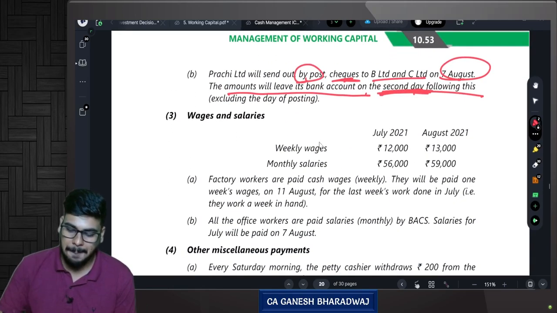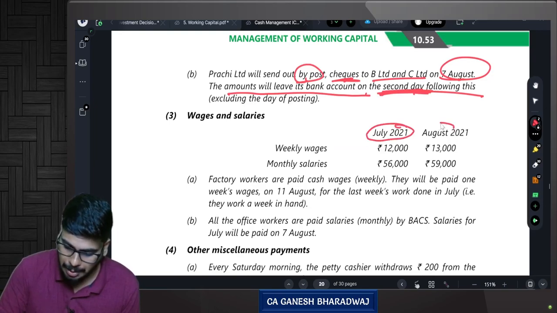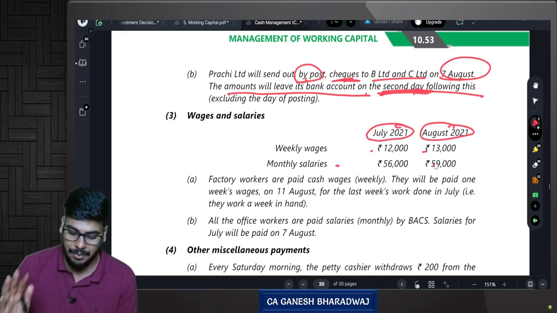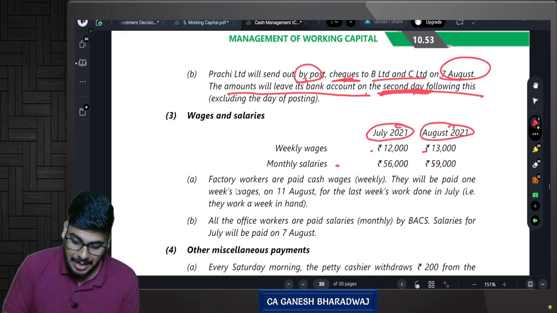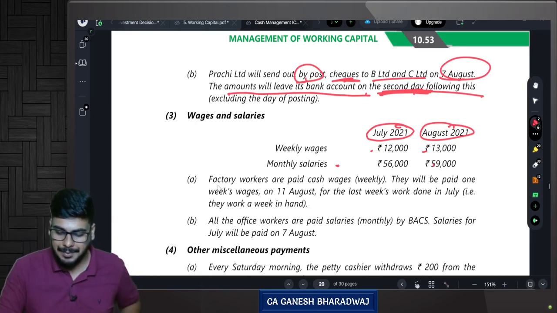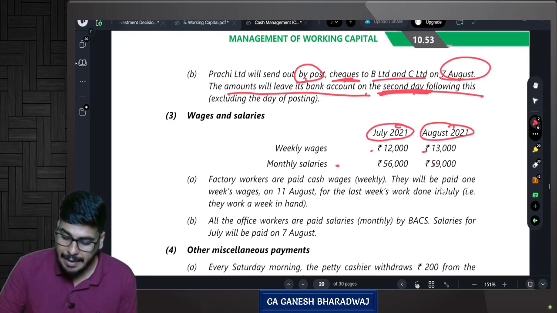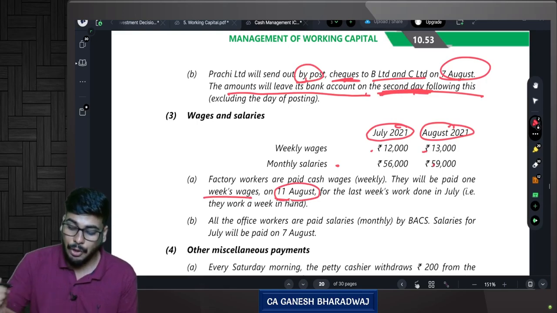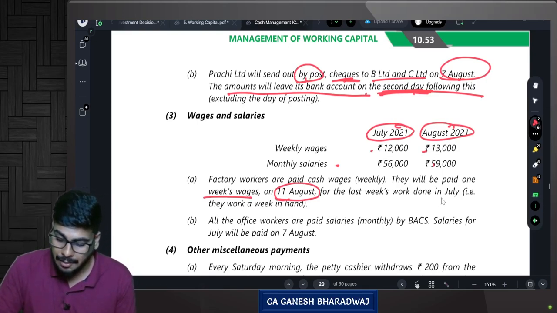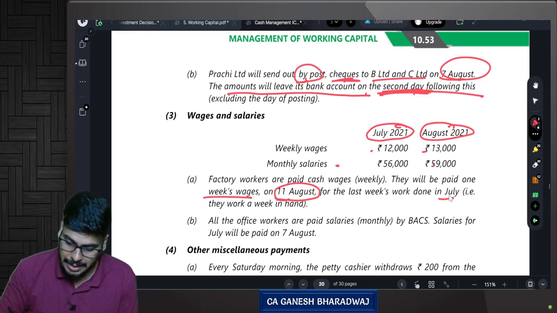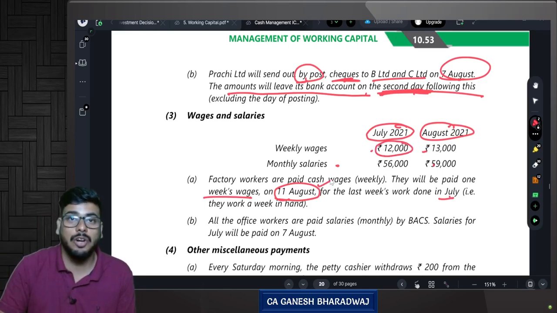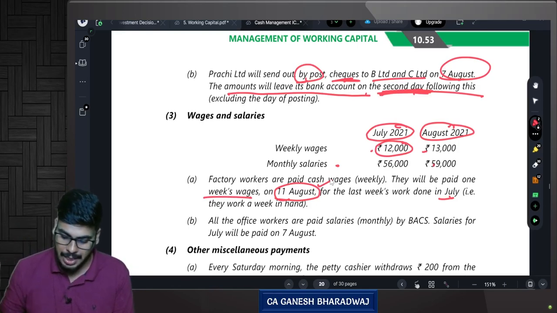Wages and salary. For the month of July, for the month of August, weekly wages 12,000, 13,000, monthly salaries 56 and 59. Read this immediately. The factory wages are paid in cash weekly. They will be paid 1 week's wages on 11th of August for the last week's work done in July. So basically, this 12,000 rupees weekly wages will be paid on 11th of August. Are you clear with this?